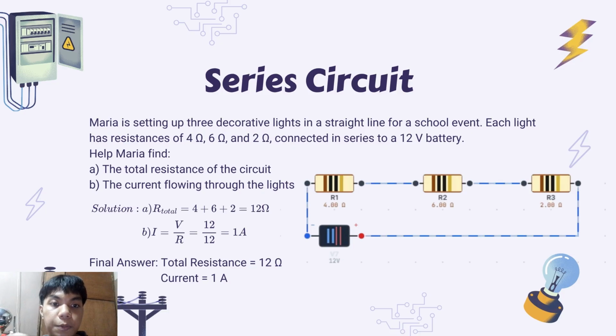Now, to solve this problem, we first add all the resistances. So, 4 plus 2 plus 6 is equal to 12 ohms. Then, we apply Ohm's law. So, the current equals the voltage over resistance. So, we divide 12 over 12 equals 1 ampere. This shows that the higher resistance limits the current.